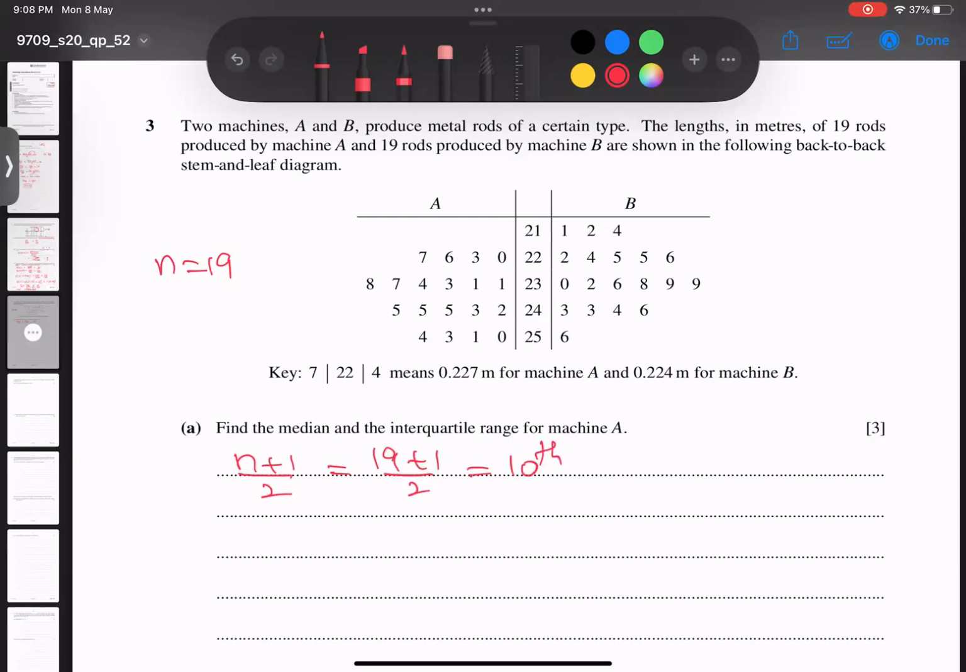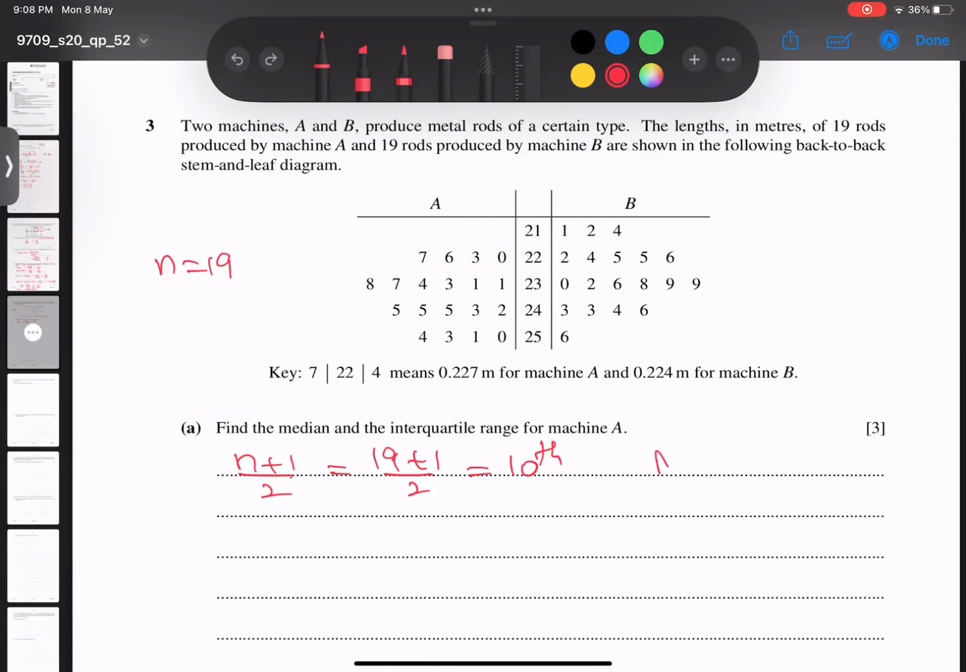And the 10th term, if I calculate, students, count from here: 1, 2, 3, 4, 5, 6, 7, 8, 9, 10. So this number is my answer. But how to write it? So 0.238. I hope it is very clear.